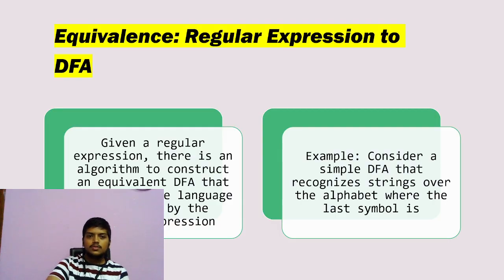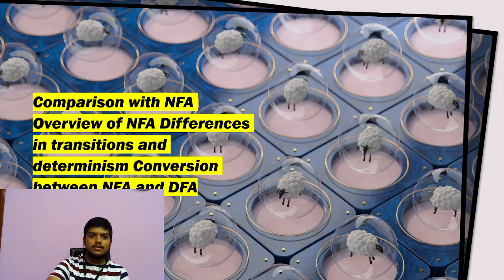Equivalence of the regular expression to the DFA. Given a regular expression, there is an algorithm to construct an equivalent DFA that recognizes the language described by the regular expression. Example: consider a DFA that recognizes strings over the alphabet by last symbol.